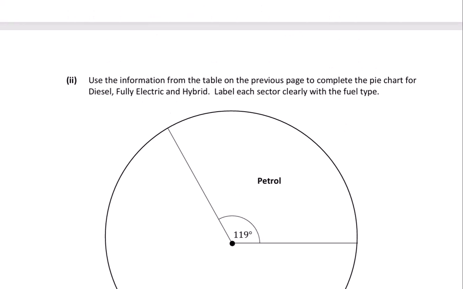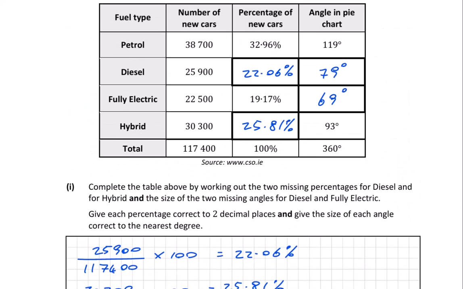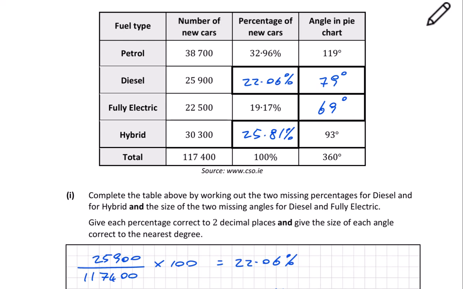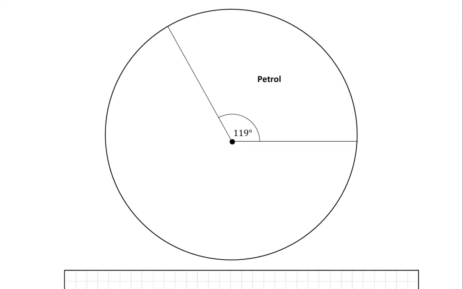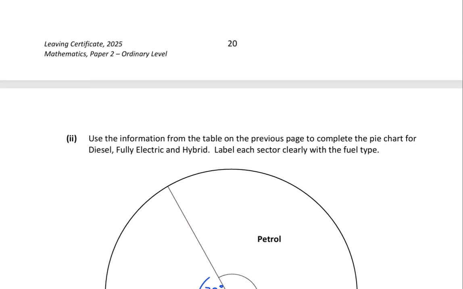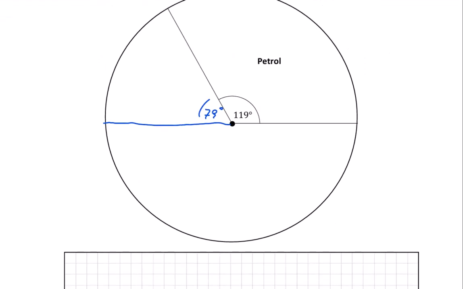What have we got to do? Diesel first. So let's have a look at diesel up here. So if we look at diesel, we need to draw an angle of 79 degrees. So if you were to do that, 79 degrees is, let's say, somewhere around here. Now you guys would need to use a ruler there, put in the angle 79 degrees, and then this one was for diesel. So write in diesel here as well.